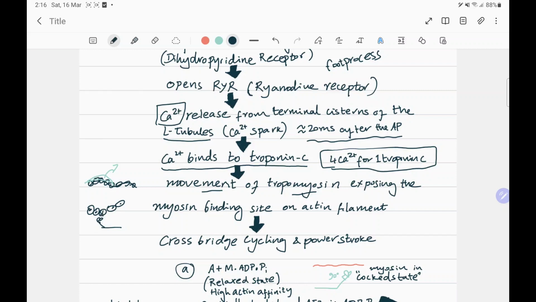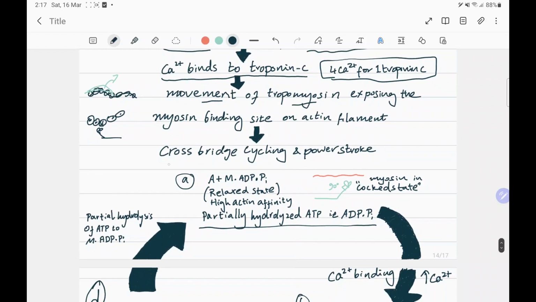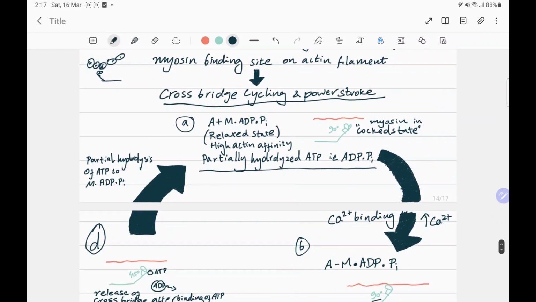So it will bind. Remember Romeo and Juliet, okay? So the myosin binding site on the actin filaments are exposed, and finally you get what we call cross-bridge cycling and power stroke. Now look at this diagram. I've drawn this cycle over here. It explains what is cross-bridge cycling and power stroke in great detail, so I hope you pay attention over here.